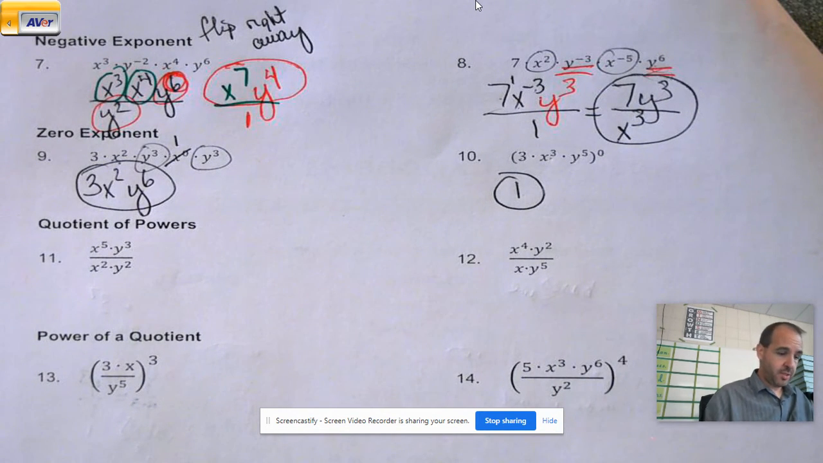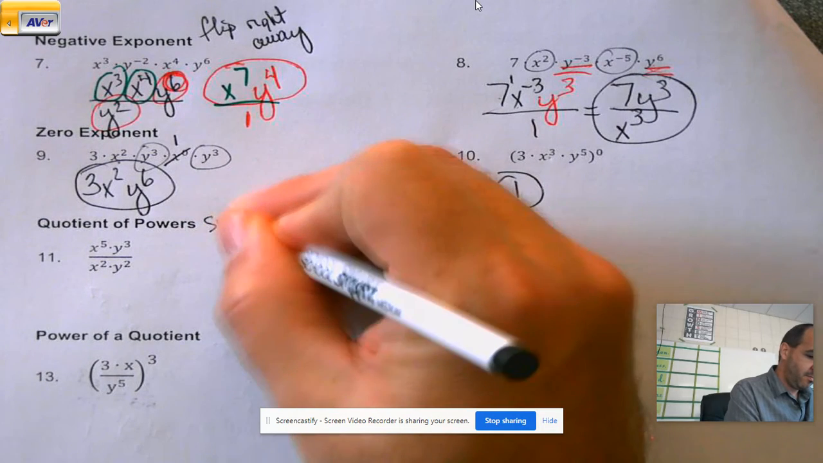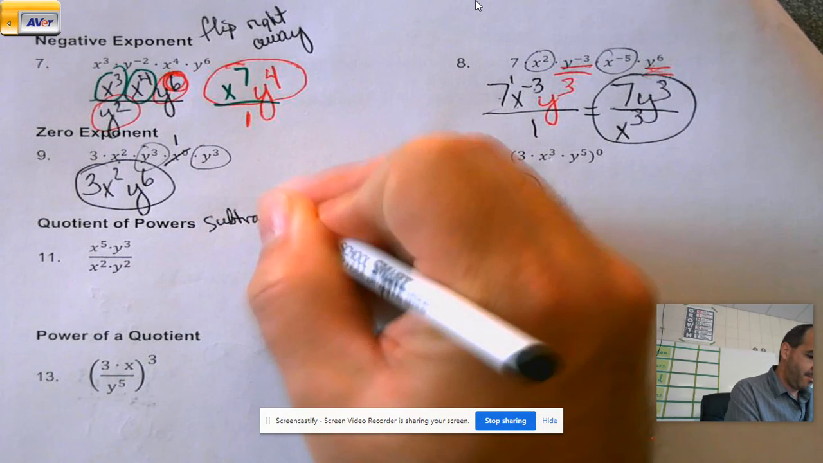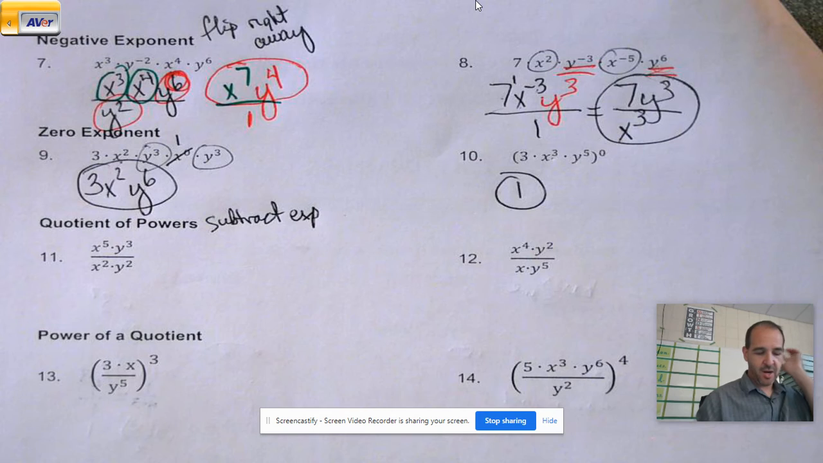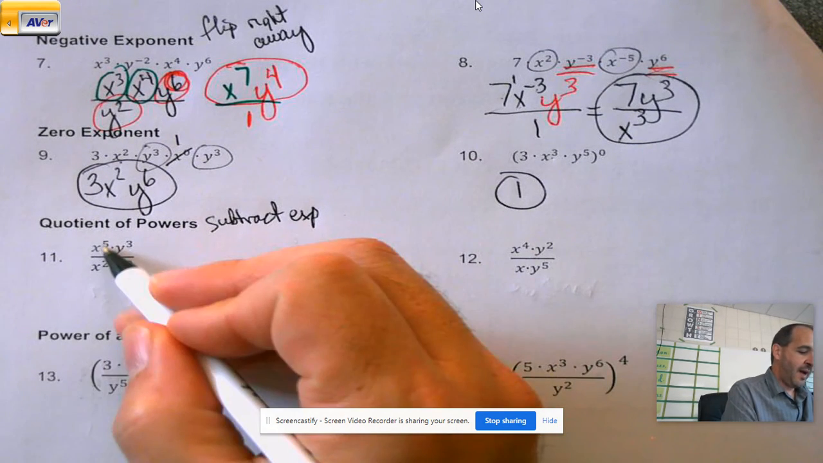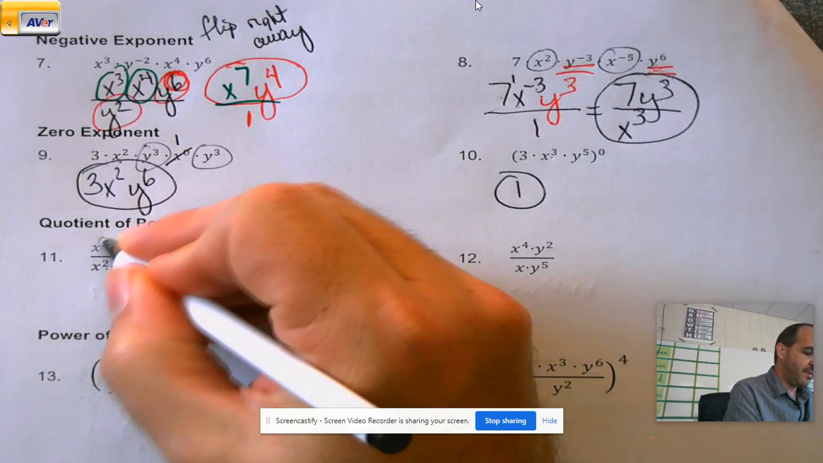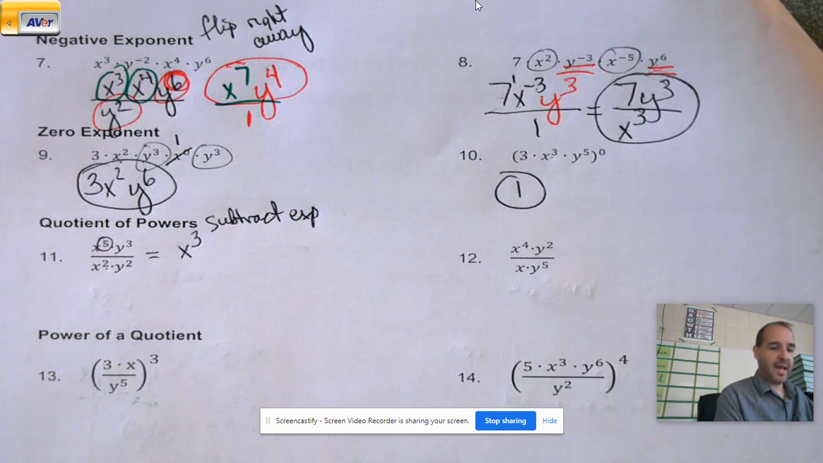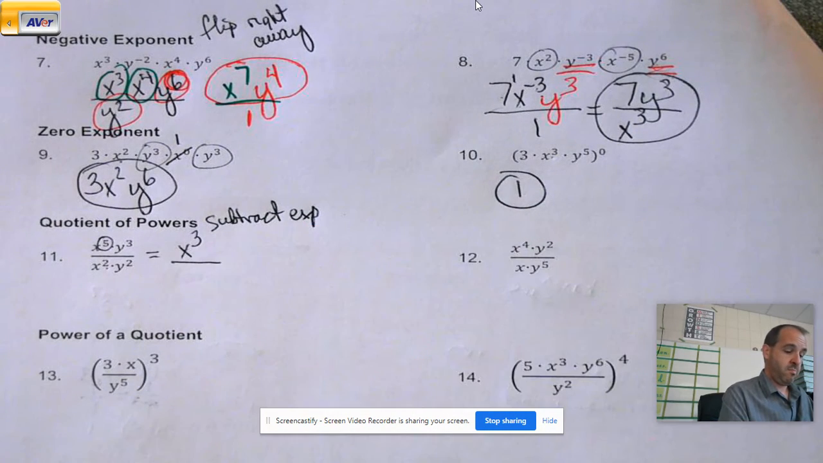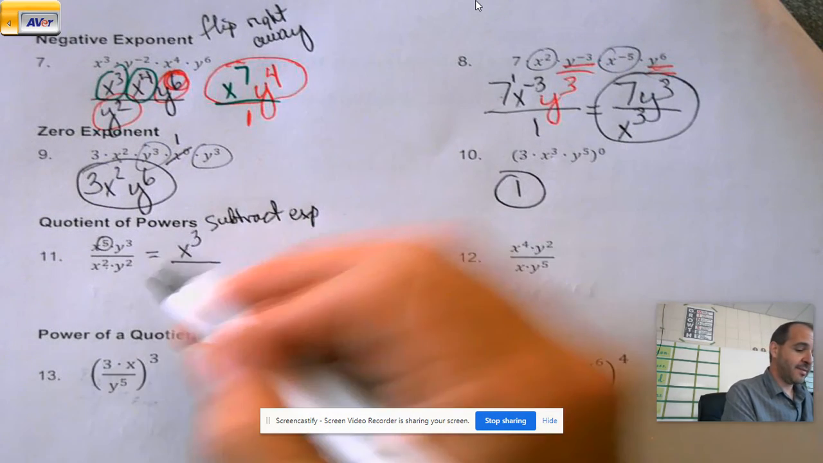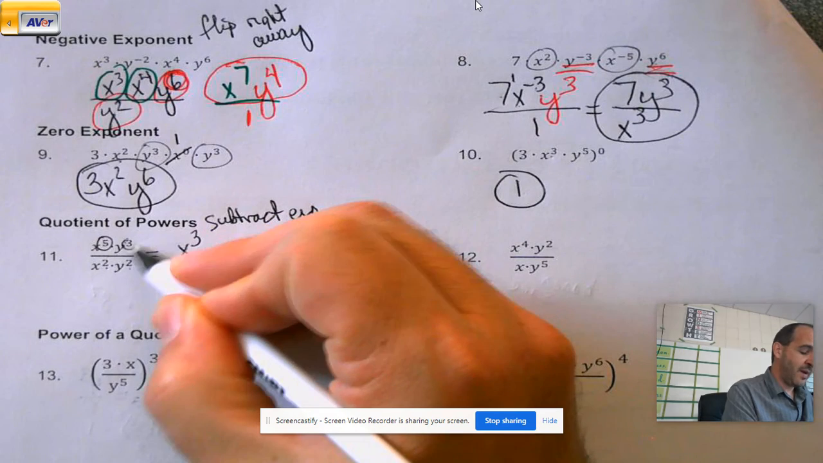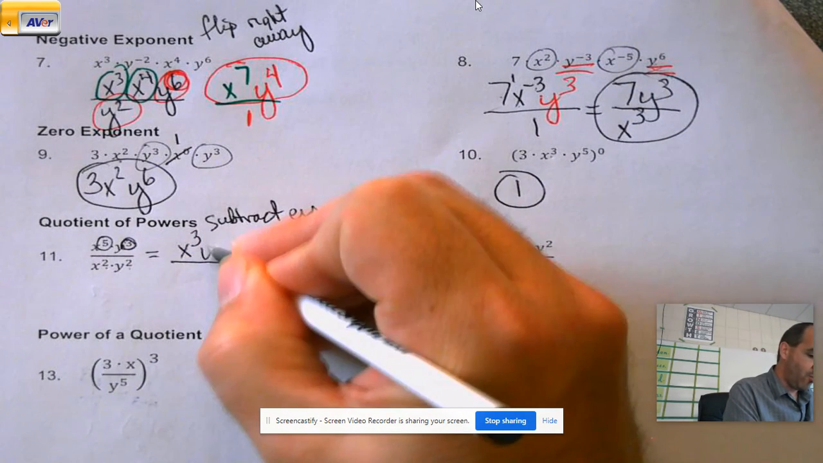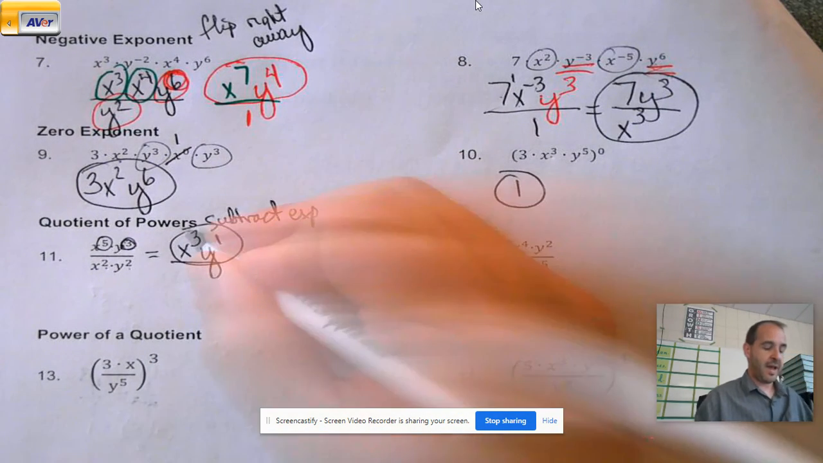Quotient of powers. Subtract your exponents. Okay, here's where we're going to get to see some exponents come into play. 5 minus 2. Okay, 5's the bigger number. So my x to the third stays up in the numerator. Okay, y's. 3 minus 2. 3 is bigger. It's up in the numerator. Get my answer.